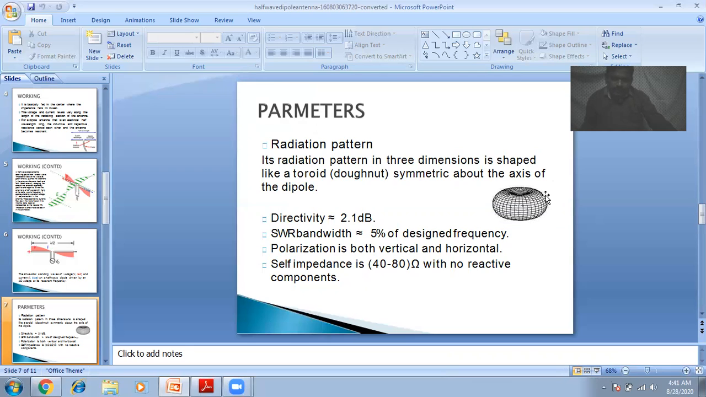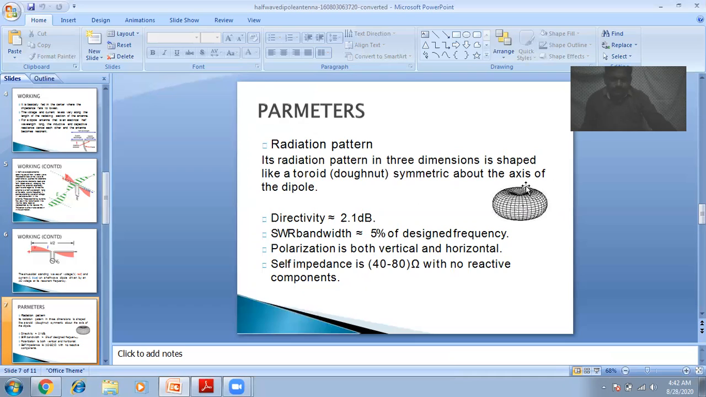Vertically it is decreasing. It is becoming maximum here, and it is becoming minimum. So in this way, the variation of the field is non-uniform. Therefore, in the vertical direction there is a non-uniform field, and in the horizontal direction there is a uniform field. That type of radiation pattern is called an omnidirectional radiation pattern.